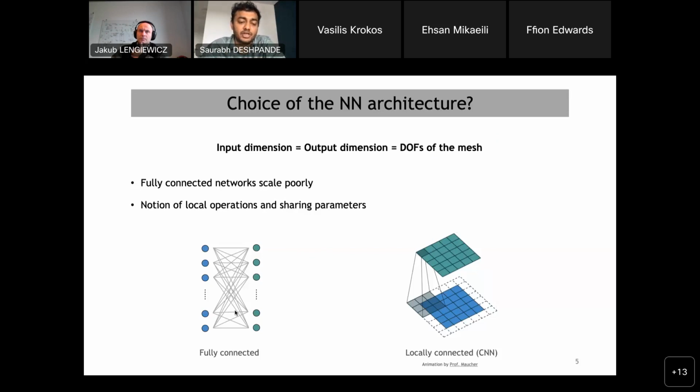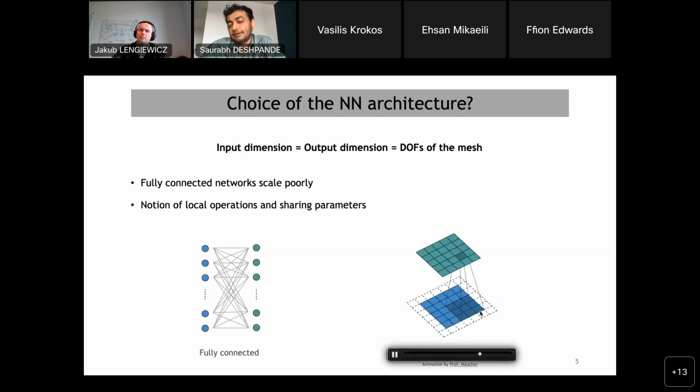Imagine a simple network here on the left. You have n inputs and n outputs, and the number of parameters will be n squared for this very naive network. If you have, let's say, a problem with 10,000 degrees of freedom, the parameters already go to 100 million, which is huge. So it's not really ideal. In such cases, convolutional networks work much better because we are sharing some parameters and performing a localized operation using a set of learnable parameters to get the output.